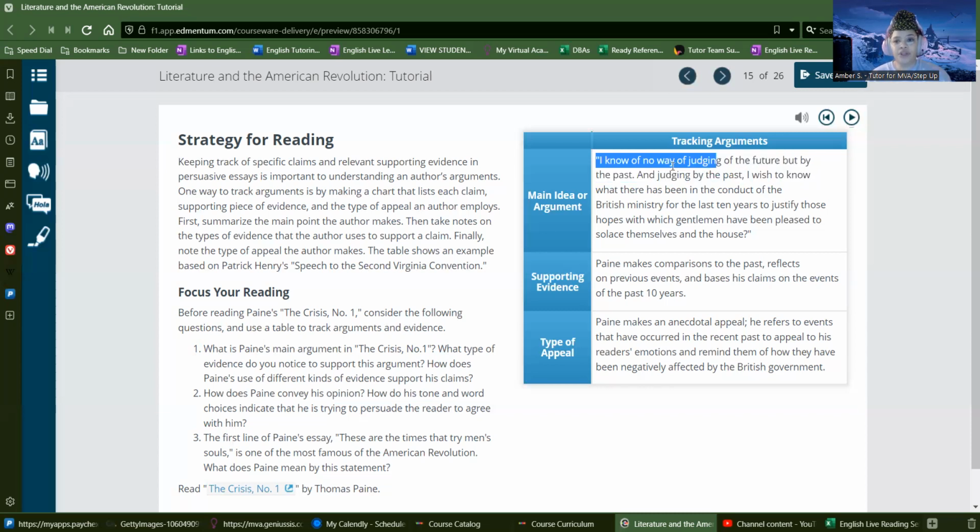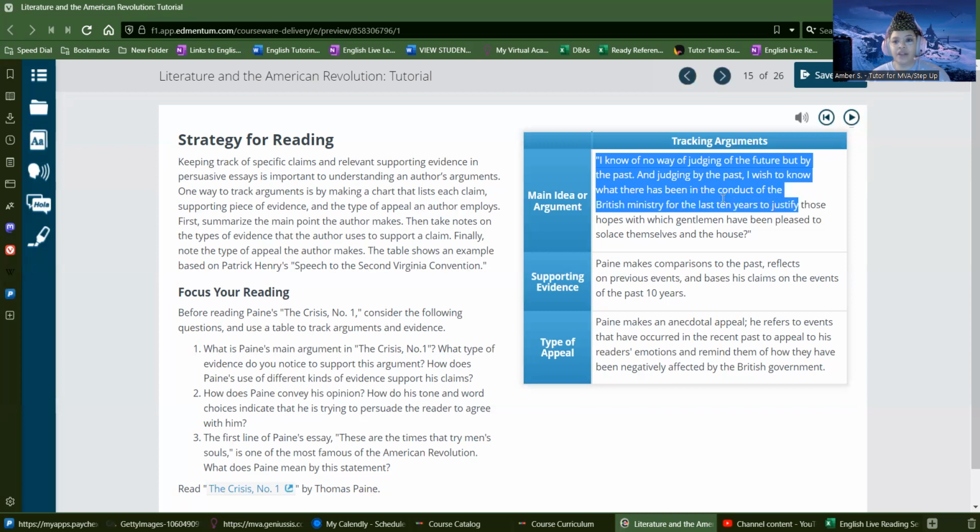"Judging by the past, I wish to know what there has been in the conduct or behavior of the British ministry for the last 10 years to justify those hopes with which gentlemen have been pleased to solace themselves and the house." So what he's saying here is, judging by the past, what has the British ministry or government done in the last 10 years to justify the hopes that people have that the British will be kind to the US after the revolution is over?